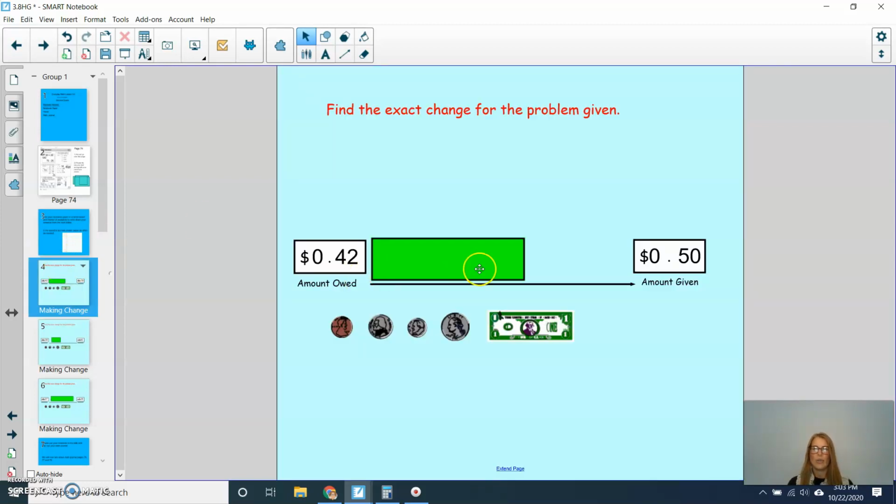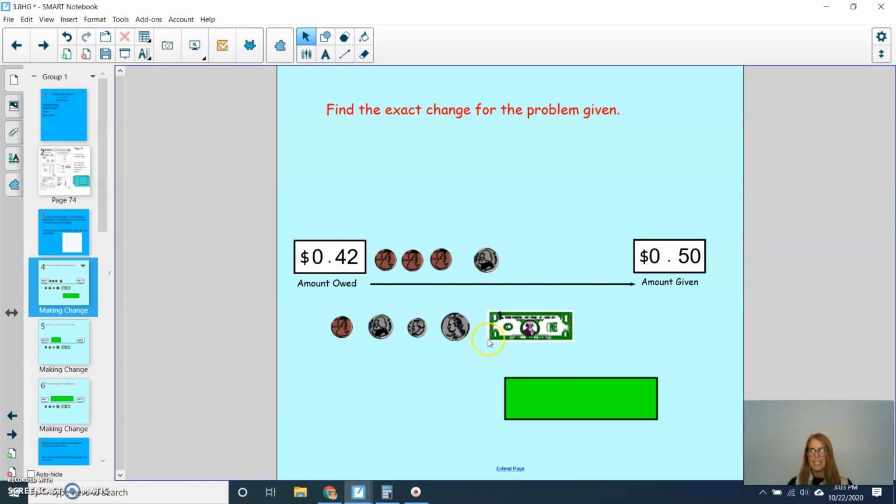Find the exact change for the given problem. So if I owe 42 cents, but I'm paying with 50 cents, how much change would I get back? Can you write down your change either in coins or write down the number amount? Press pause and then play when you're ready to check. Okay, so if I was at 42, I would have some pennies to get me to 43, 44, 45. Once I'm at 45, I'm going to add a nickel to bring me to 50. So my change would be 3 pennies and a nickel. I also could say 8 cents.